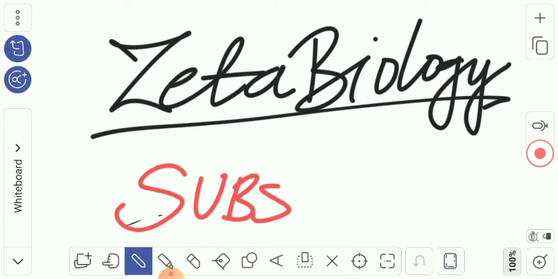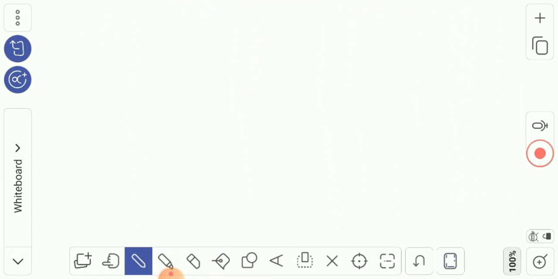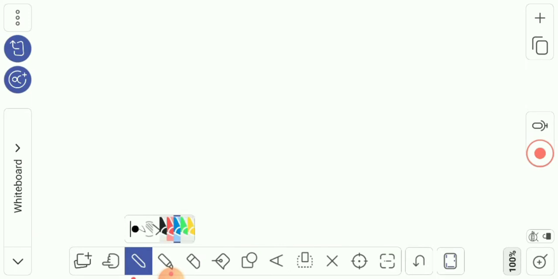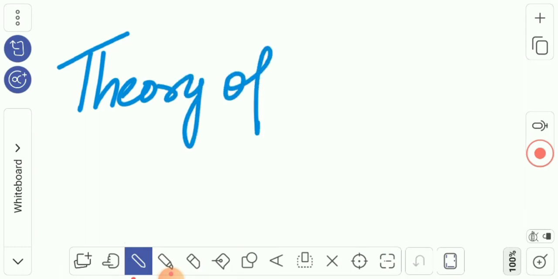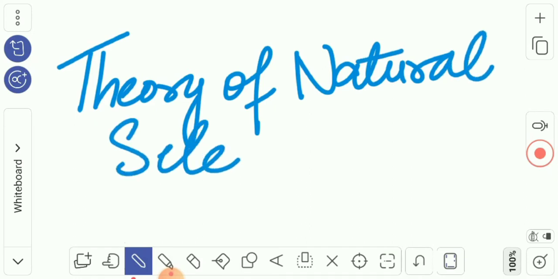Today we're looking at the theory of natural selection. Okay, so let's get started. Theory of natural selection.